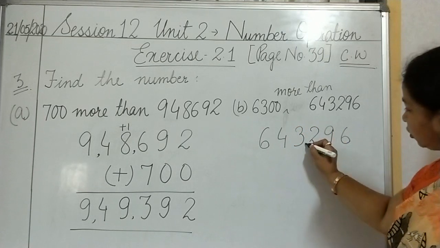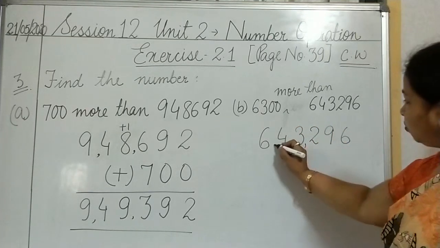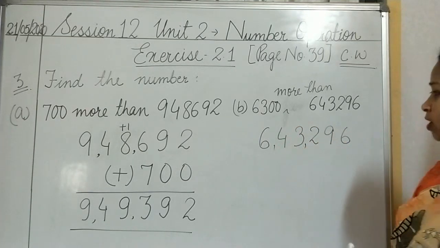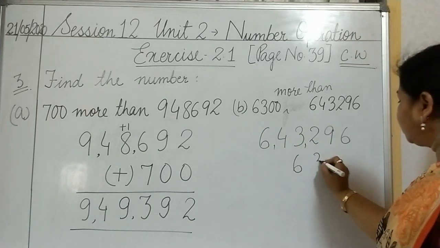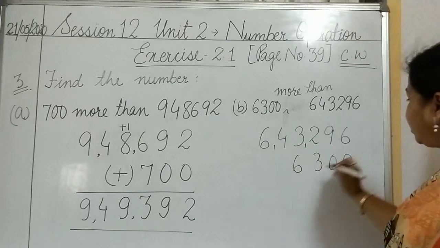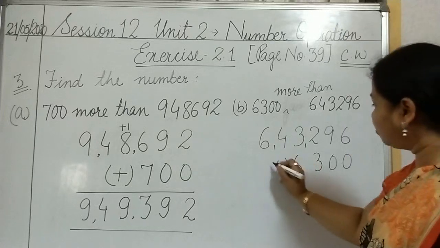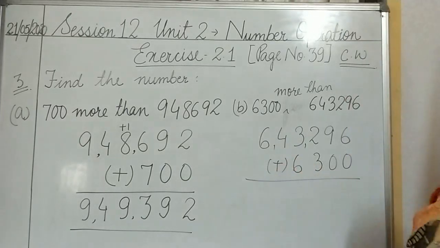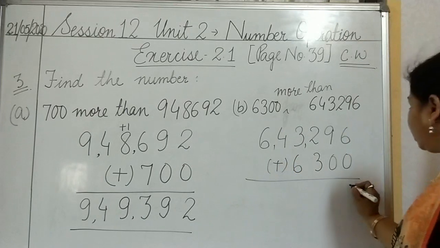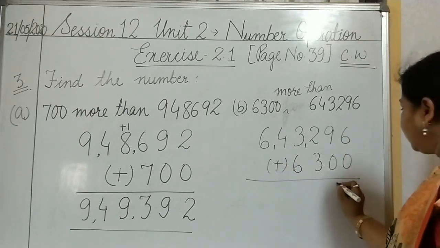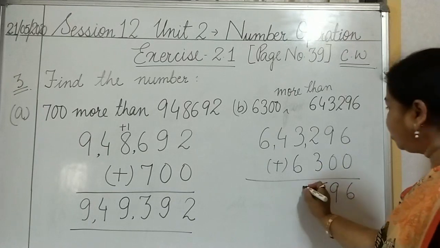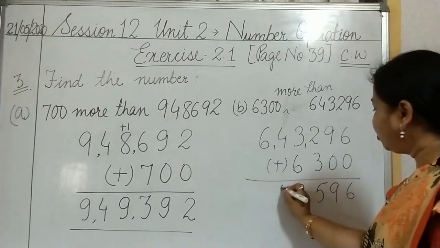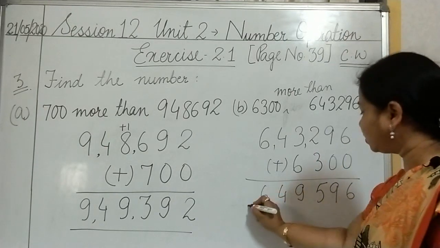This is the number given to you. Place the comma like this, and then what do you have to do? Add this number, 6,300. We write it, place the symbol of plus, and then we add it. So it will be 6, then 9, then 5, then 9, then 4, then 6.